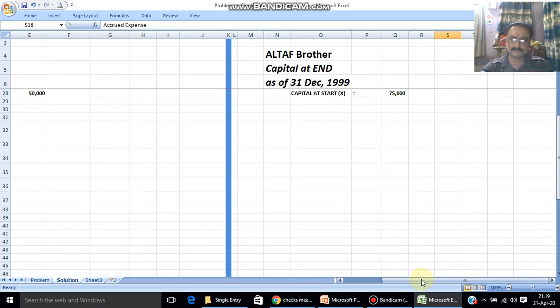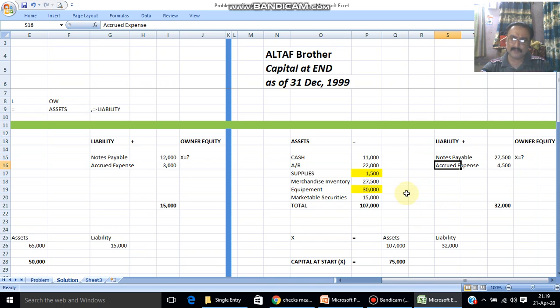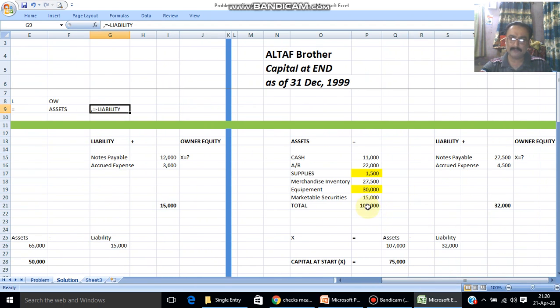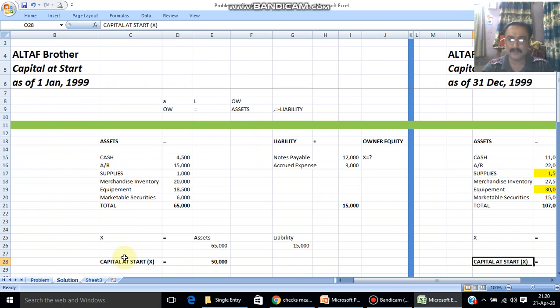Before going for the profit and loss account statement, let me tell you that we have calculated in the same way. See over here, we have 1,07,000 rupees total assets, and liabilities of 32,000 rupees, and what we have to determine is the capital at the end of the business, which I have placed as X. With the same equation, owner's equity equals assets minus liabilities. Assets are 1,07,000 rupees and liabilities are 32,000 rupees. When this is deducted, capital at the end of business would be 75,000 rupees. This was capital at start and this was capital at end.